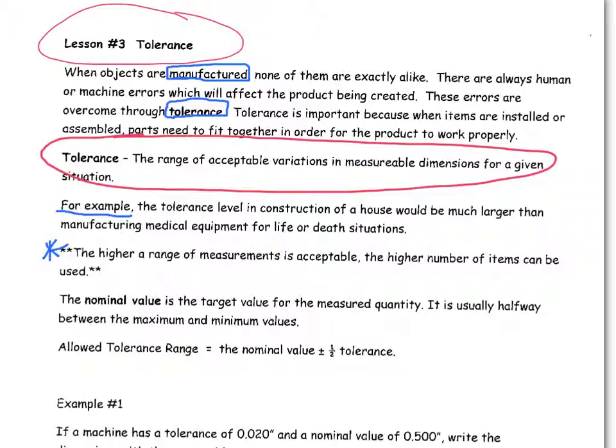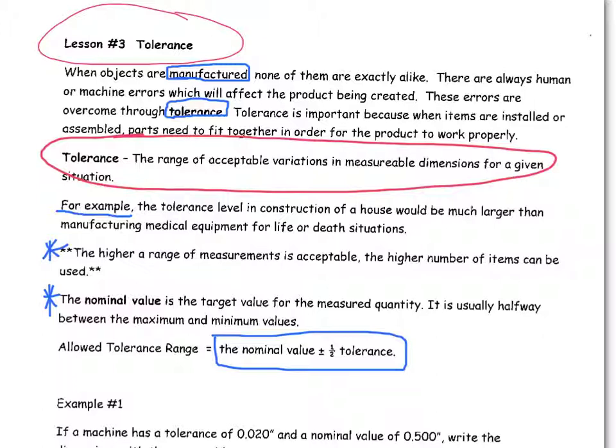Okay. Now, when talking about values that are allowed, we can talk about something called the nominal value. This is the actual target value that I want. So the nominal value is the target value for the measured quantity. It's usually halfway between the maximum and minimum values. Okay? And so our allowed tolerance range is the nominal value plus or minus 1/2 of the tolerance.